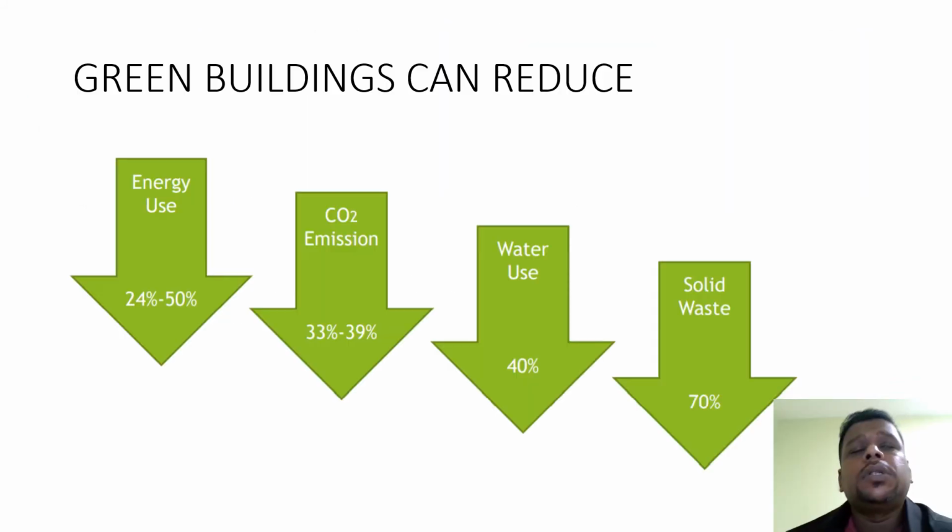So this is a summary of what we can reduce from the green building. From the energy side, we can reduce energy by 24 to 50%. CO2 emission we can reduce by 33 to 39%. Water usage we can reduce by 40%. Solid waste we can reduce by 70%.